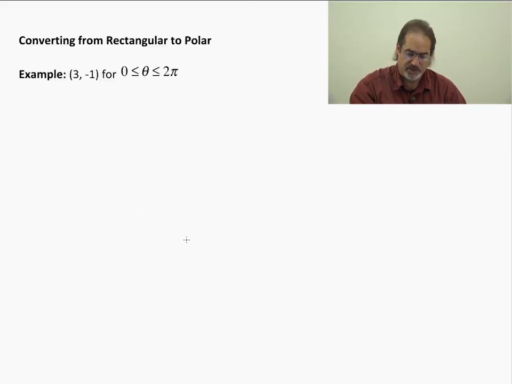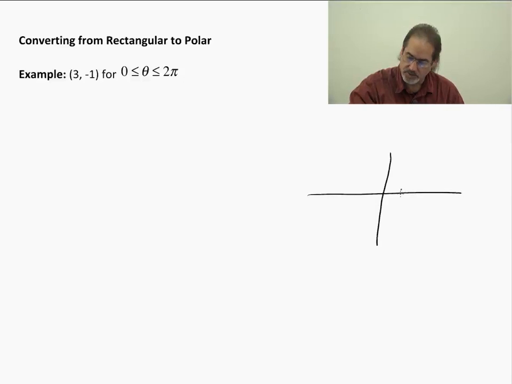Okay, converting from rectangular to polar. So now I have 3, -1. So let's just draw this real quick in rectangular. X is 3, 1, 2, 3. Y is -1. Here's -1. So I have the point right here. Now, I want to take this from rectangular to polar from 0 to 2 pi.